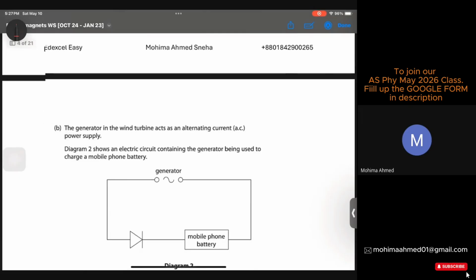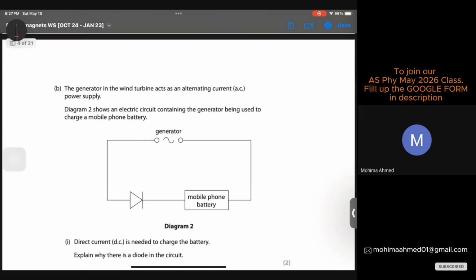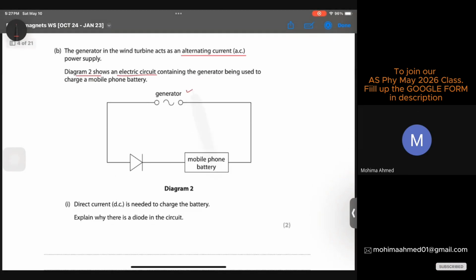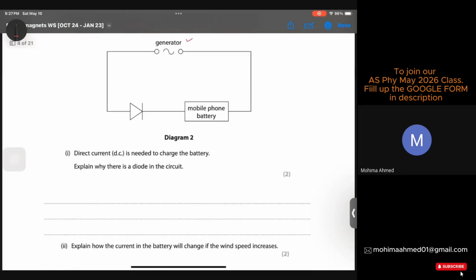Then if I'm moving to this part, the generator in the wind turbine acts as an alternating current power supply. Diagram 2 shows the electric circuit containing the generator being used to charge a mobile battery. There we have a generator, then diode and everything. The direct current is needed to charge the battery. Explain why there is a diode in the circuit, because I know diode only causes the current to flow in one direction. So diode kind of maintains that thing, right? They're giving me 2 marks.